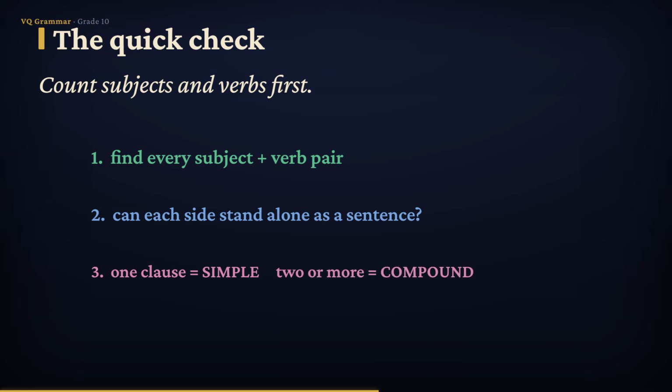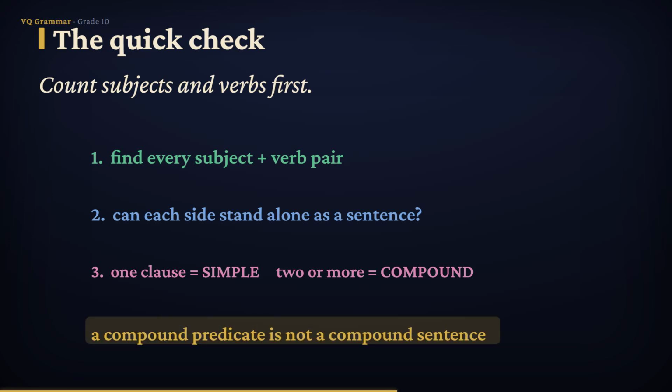One main clause means the sentence is simple. Two or more means compound. And then you make sure the join is right. Comma plus conjunction, semicolon alone, or semicolon plus conjunctive adverb plus comma. Run that check every time, and this stops being a trap.